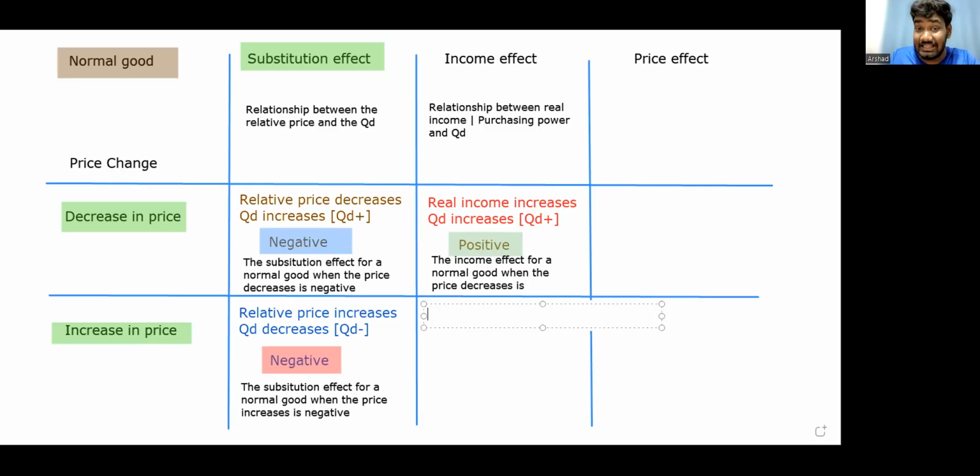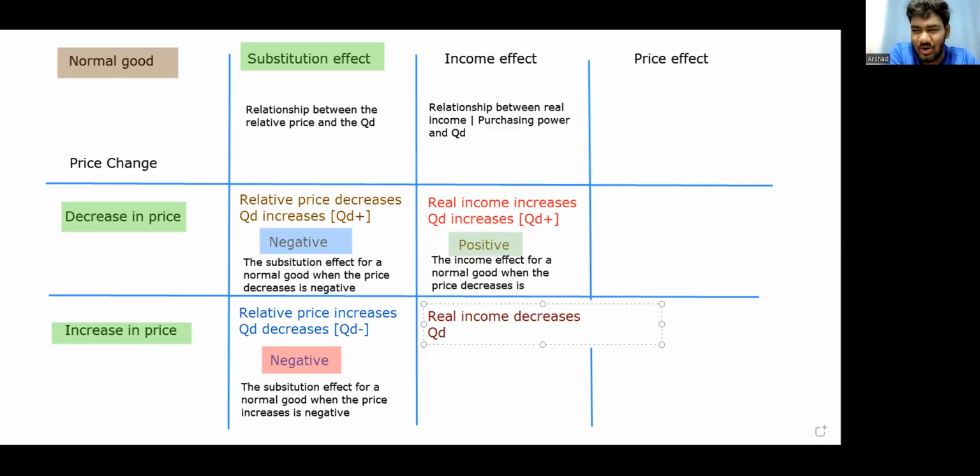That's the income effect when the price rises, right? Yes, when the price rises, can you tell me what happens to real income? When the price of a good increases, what happens to real income? Does it increase or does it decrease? Real income decreases, right? When your real income decreases for a normal good, what happens to your quantity demand?